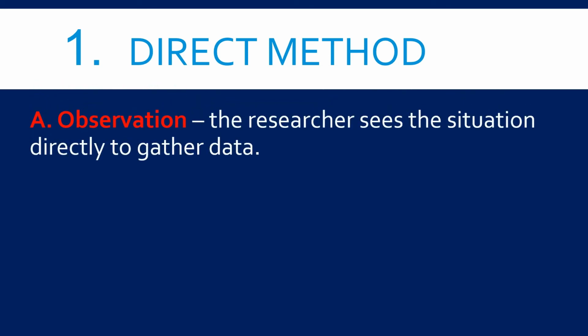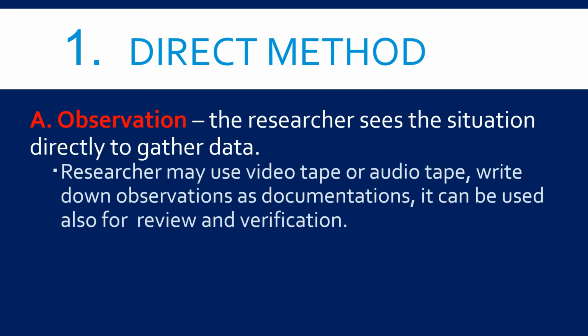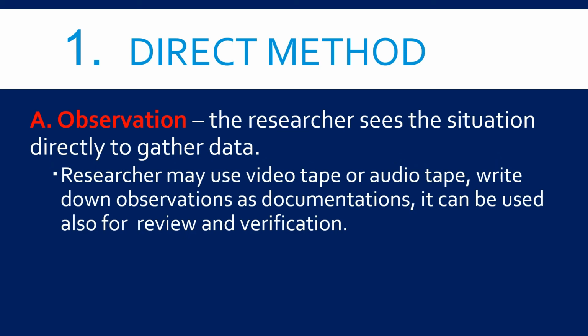One method we can do is observation. The researcher sees the situation directly to gather the data, meaning the researcher has visual contact, visual information about the thing that he is observing. The researcher may use videotape or audio tape, or write down observations as documentation, and these written documents, videotape, and audio tape can be used for review and verification.